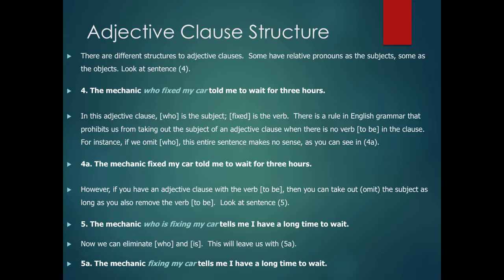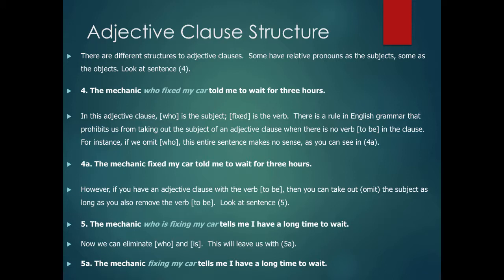And there's a rule in English grammar that prohibits us from omitting the subject of an adjective clause when there is no verb to be in the clause. So if we omit who, this entire sentence makes no sense, and you can see this in 4a. The mechanic fixed my car, told me to wait for 3 hours. This isn't going to work.